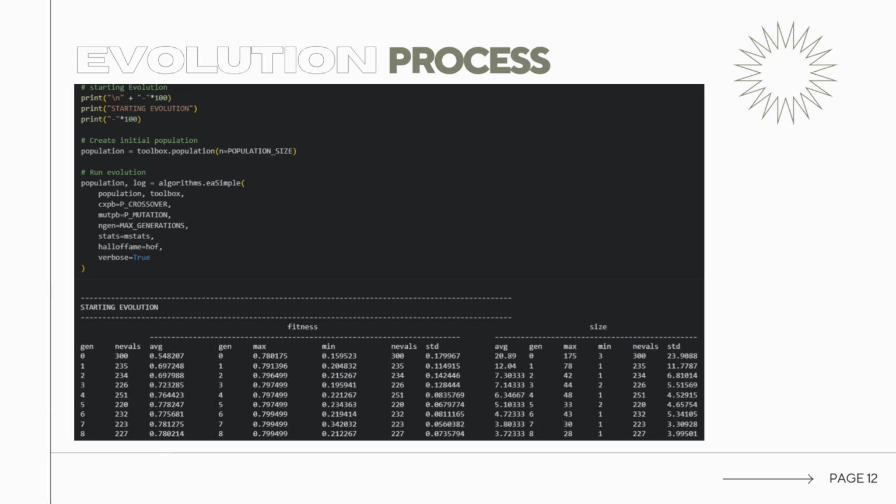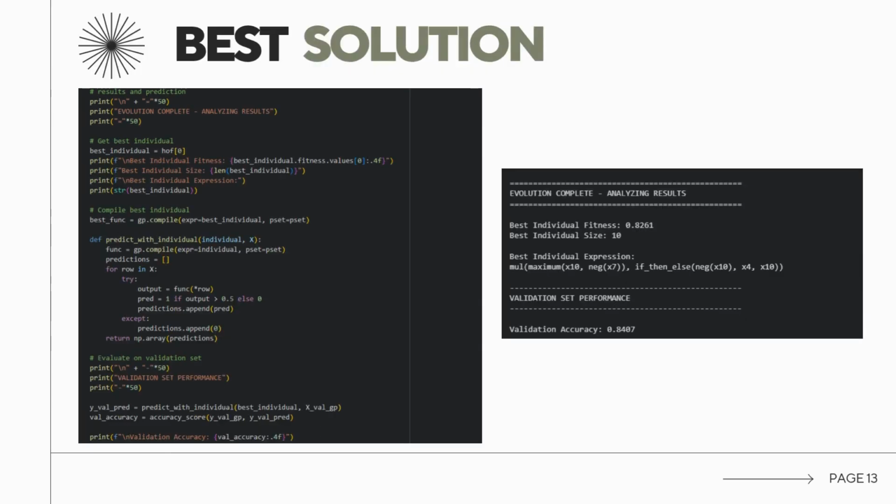Next, here is the evolution process, where the evolution starts with an average accuracy of almost 50%, and gradually learning from the patterns and better guessing, it gains an average fitness of almost 78%, and the best fitness that could be reached is approximately 80 to 82%, which is very solid.